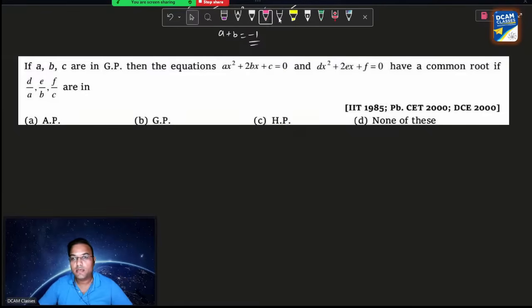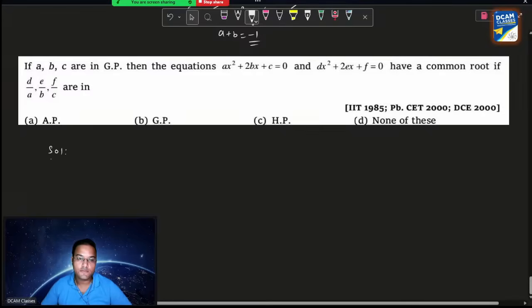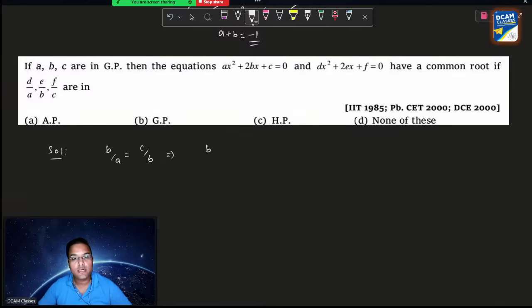It's given a, b, c are in GP. That means what? B by A should be equal to C by B. So the relation that we are going to get is B square is equal to AC. This is one relation. Then the equation this and this have a common root.